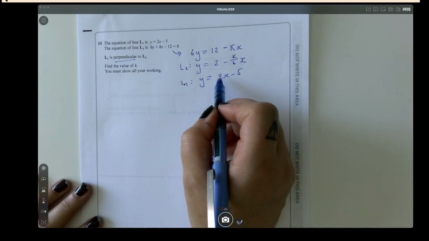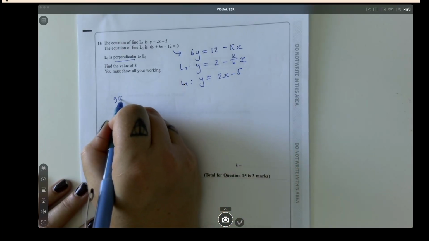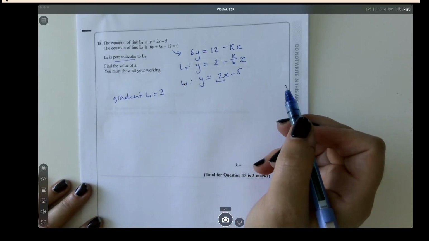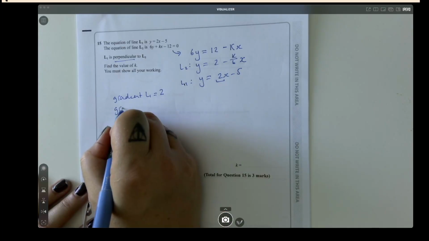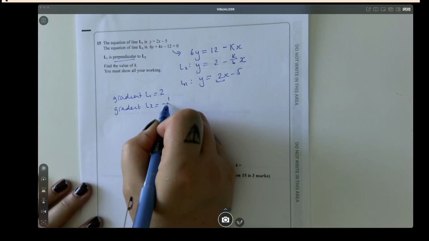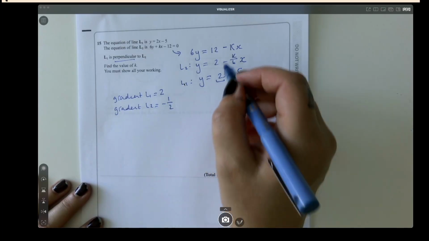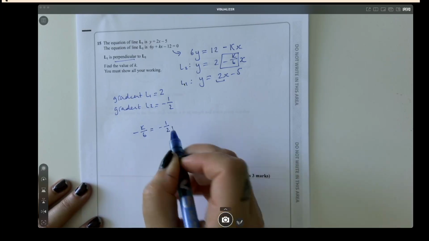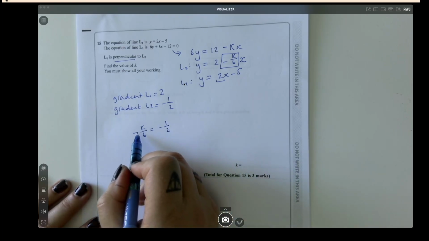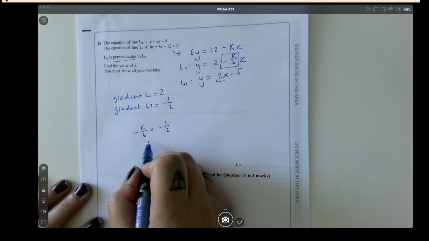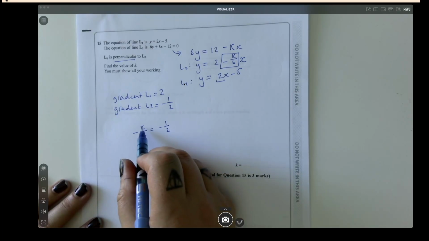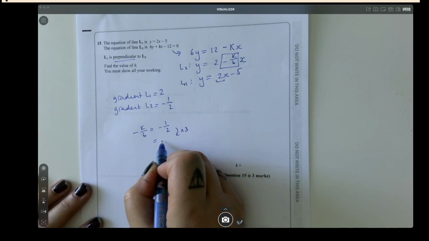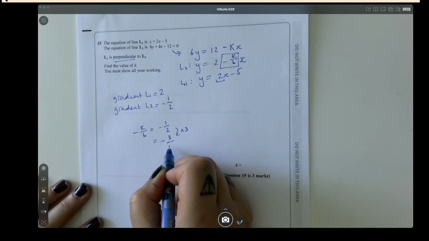If the gradient of L1 is 2, y equals mx plus c, and the m is the gradient, then the gradient of L2 must be negative a half because it's the negative reciprocal. At the moment, I have negative k over 6. So if negative k over 6 is equal to negative a half, what must k be? Well, we can multiply by negative 6, or we can see if we can spot what would happen. If I want this to be a fraction over 6, I would multiply it by 3. So it would be minus 3 over 6.